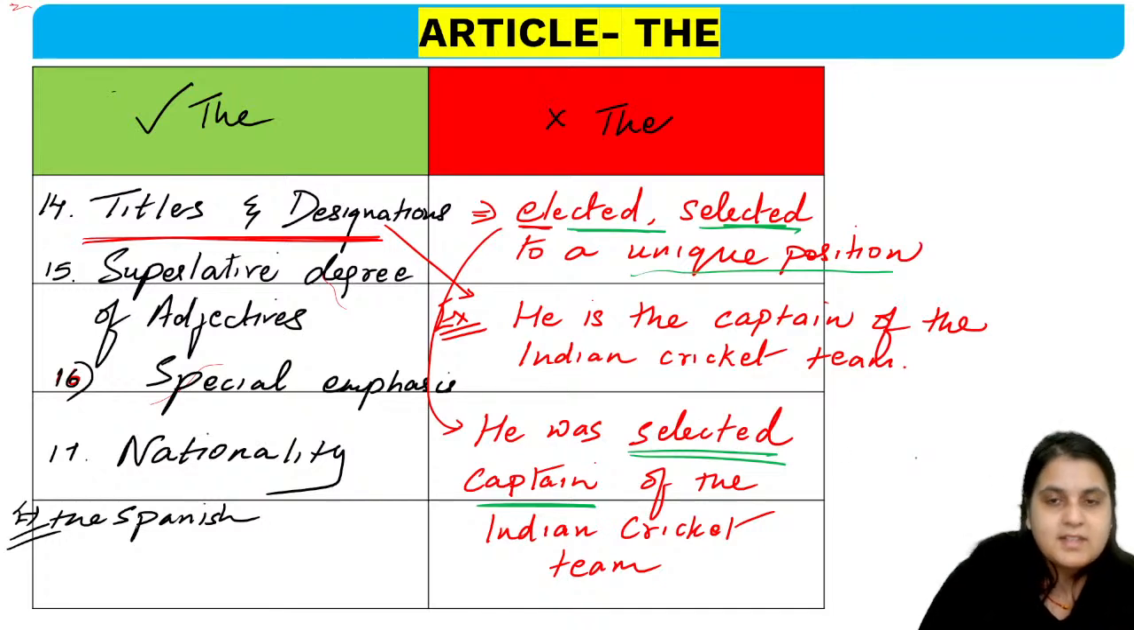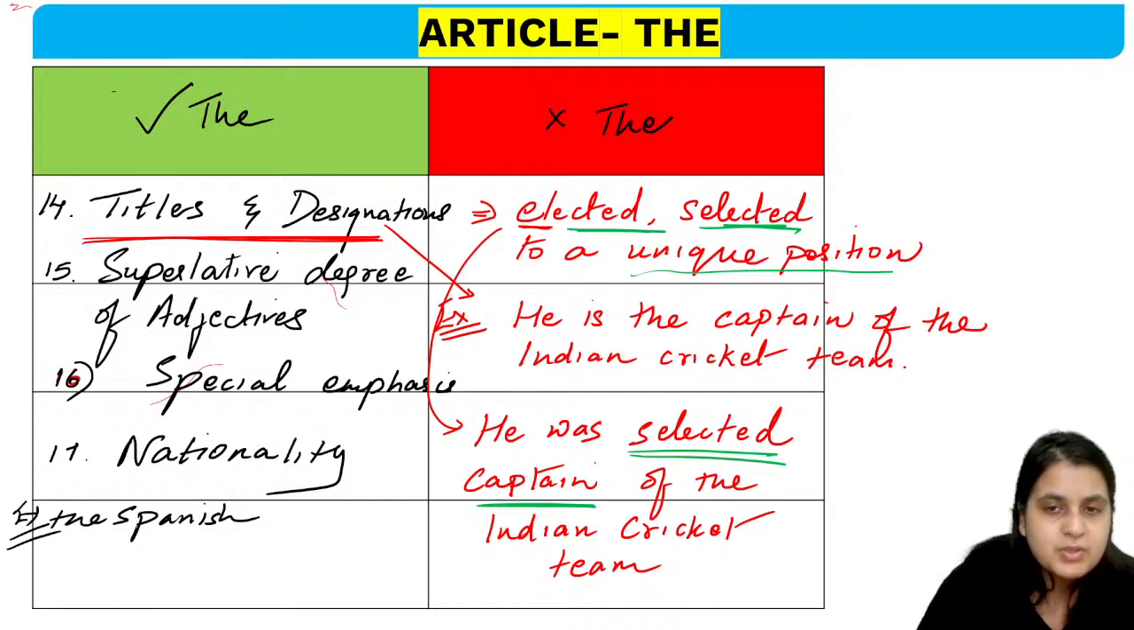Did you understand this exception, guys? Clear with this point? Have you understood the exception? That's a very important point. So, Aryan, a lot of students say he was selected as captain of the Indian cricket team. That's wrong. You will not say he was selected as captain. As is used to talk about similarity or likeness. But here, you will not say he was selected as captain. He was selected captain. Okay, clear, guys? Did all of you understand this?